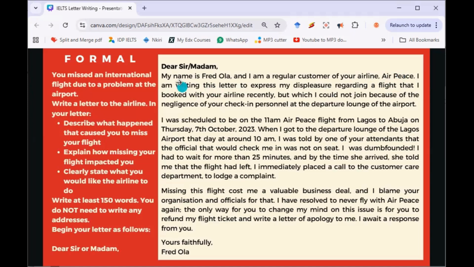Now, this first sentence here is an example of what we call a compound sentence. Two independent clauses are connected together by what? They are connected by a conjunction called and. It's a compound sentence here.